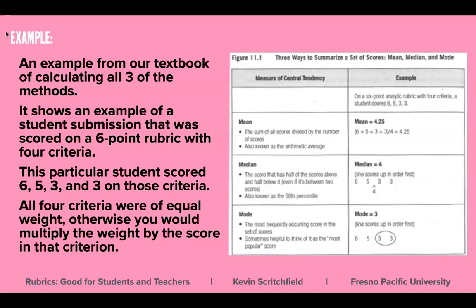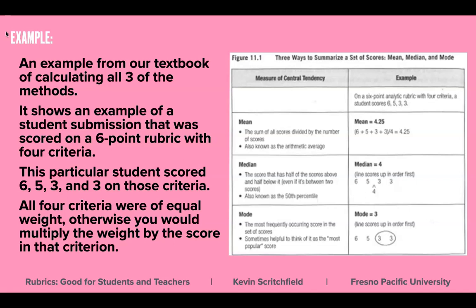That would just be another thing that would make the scoring even more complex if each criterion were not worth the same. But if they're not, and most of my rubrics are not, then you would need to do a multiplication factor here. But this figure shows the different ways of calculating it.